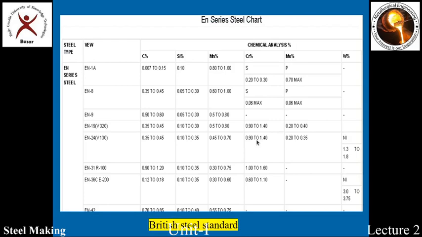And this is the British steel standard such as EN8. It is nothing but low carbon steel. The carbon content is low. If it is EN24, it is medium carbon steel. If it is EN36, it is high carbon steel. And other alloying element compositions. These are the various grades.